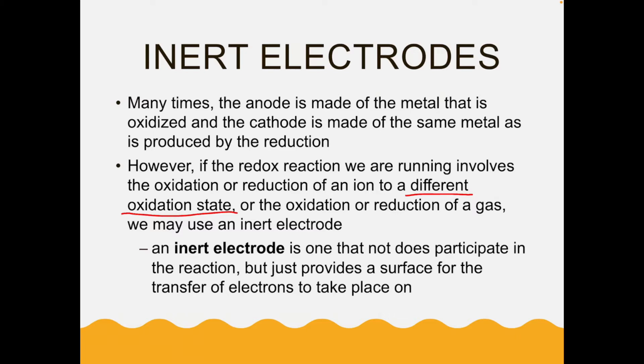We will also do that when we have an oxidation or reduction of a gas, and that will just give a surface for the reaction to take place on, so that we can have that transfer of electrons, but it's not going to participate in the reaction. And so we often use platinum for this because platinum is pretty unreactive.